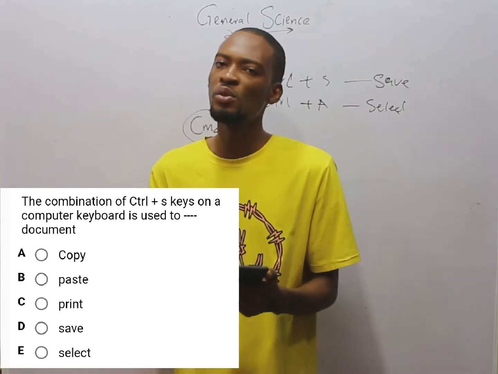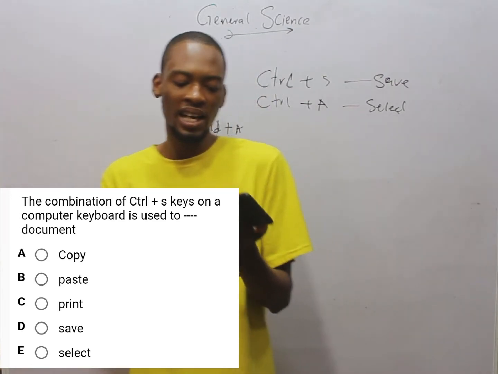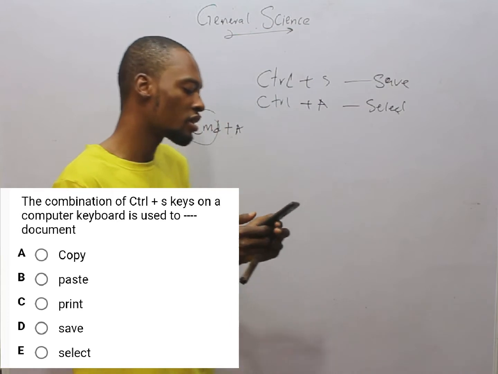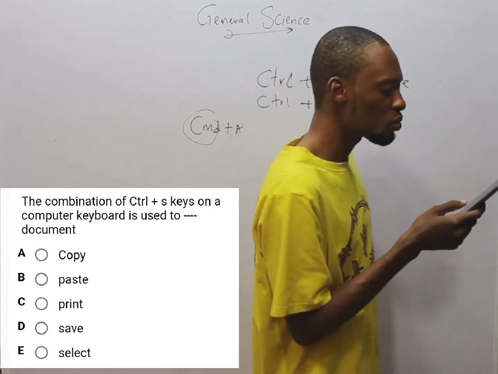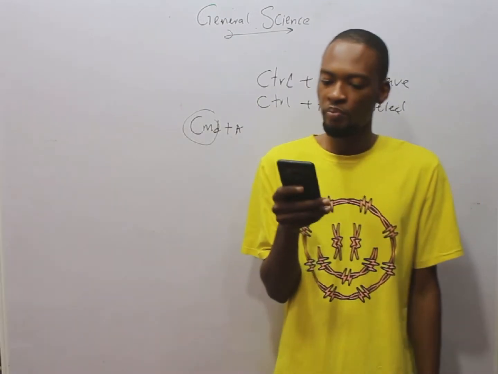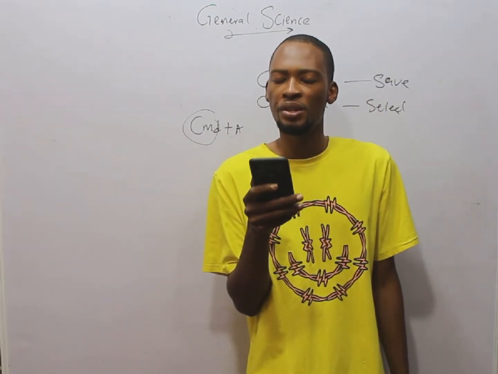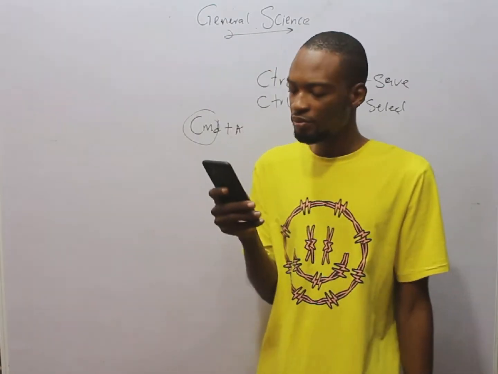Control Z, undo. Control Y, redo. Those are combination of keys. The combination of Control and S on the computer keyboard is to save. Control S, save.